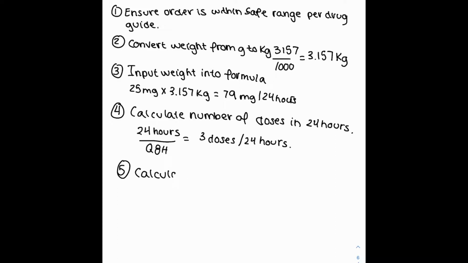And then lastly, we're going to calculate the dose that we're going to give to the baby. So it's milligrams per dose. 79 milligrams divided by 3 doses equals 26 milligrams a dose. Okay, moving along to question 19.